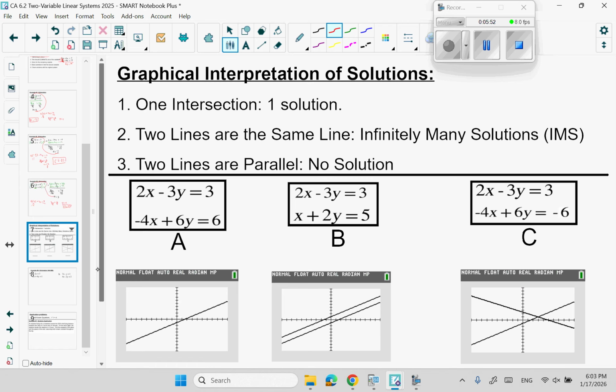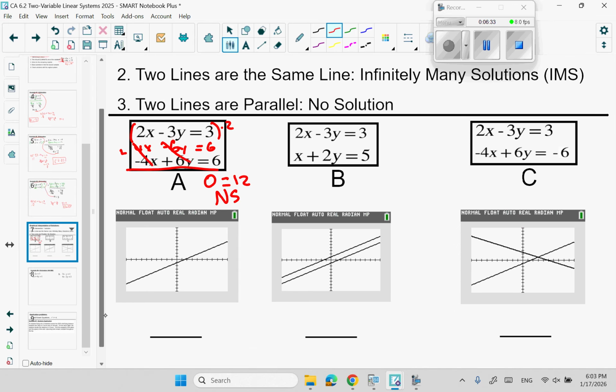So if I'm given these three possibilities, let's solve these, and we can actually just look at the graph and tell which one's which by matching that way. So for example, if I multiply this top one by 2, we would get positive 4x minus 6y equals 6. I can then combine them because my x's are going to cancel and my y's are going to cancel. So what am I left with on the left-hand side? I have nothing. So I'd have 0. So 0 equals 12. Well, that is a false statement. So this has to be a no solution. Well, graphically, a no solution is two parallel lines. So A has to go right there.